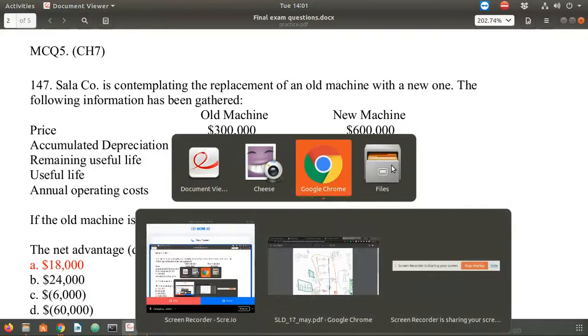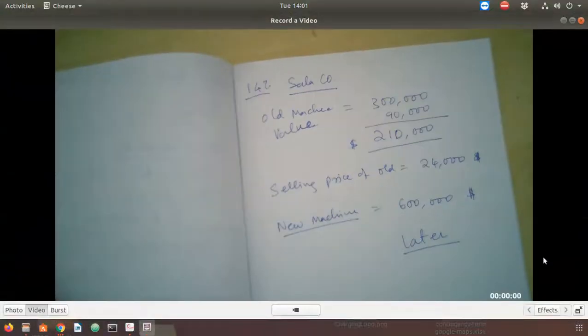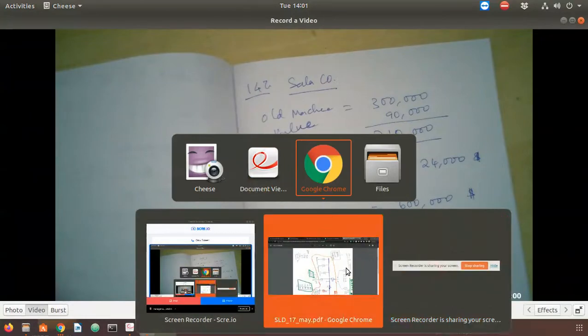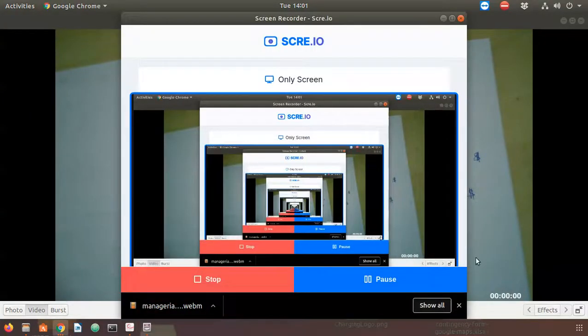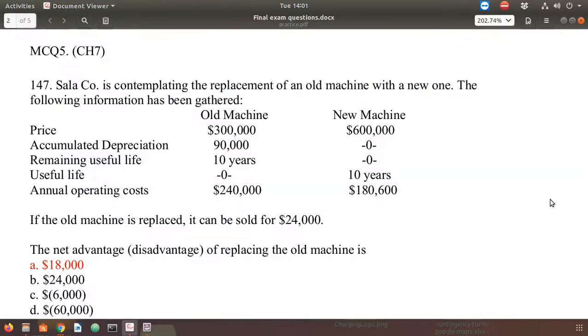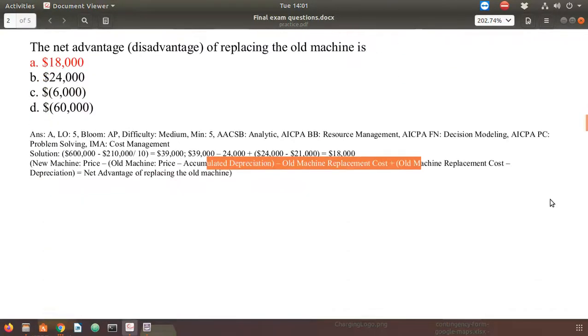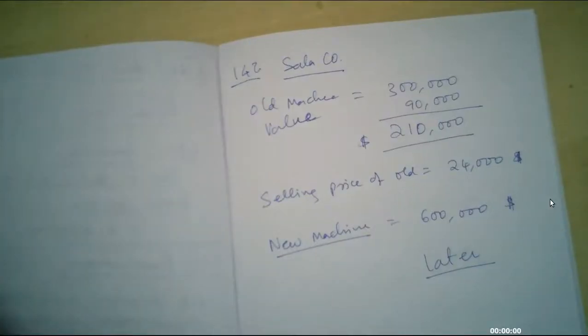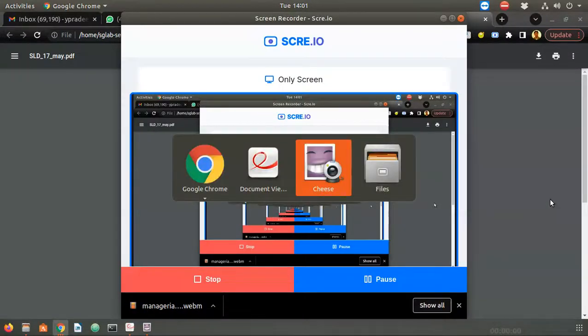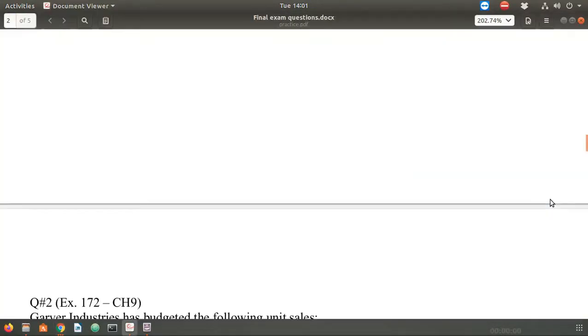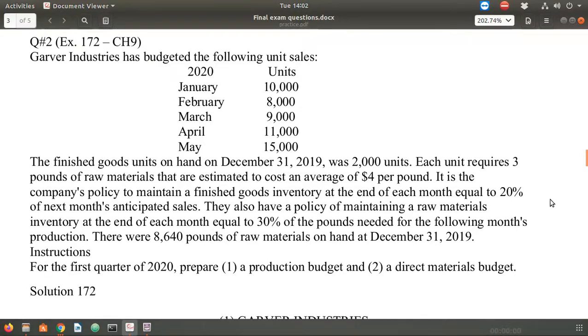Let's continue answering other questions. So let's now go to the next one. Okay, so here we have this from chapter 9, that is, Graver Industries has budgeted the following. So this is about budgeting. Okay, so chapter 9, and the question is question 2.